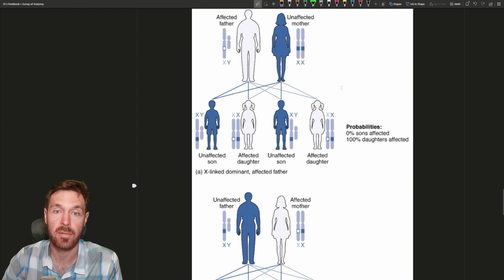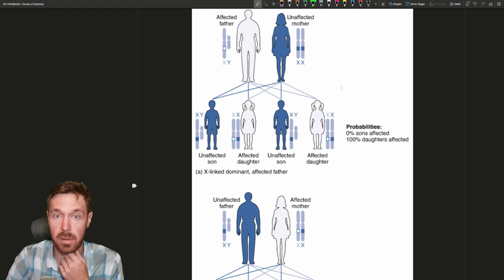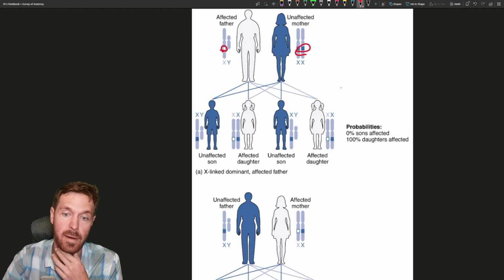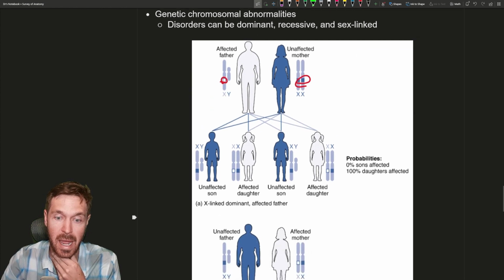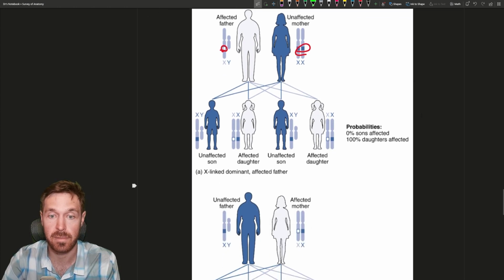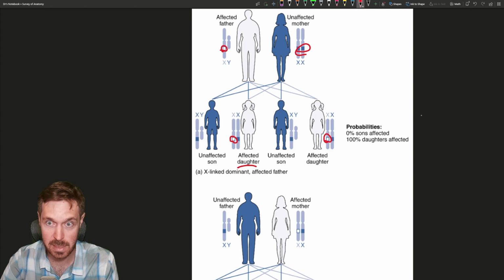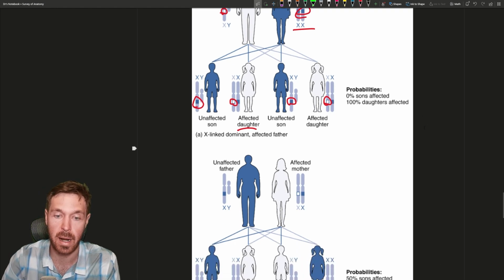So here, if we're looking at a cross between a male that has a disorder and a mother that does not, you look at the offspring. This one's showing an X-linked dominant. So if the offspring has it, they are affected. The father gave this X chromosome to the daughter, so all daughters would have it in this case, whereas the mother is giving the X chromosome to the son, so none of the sons would have it. That situation is a little bit more rare.